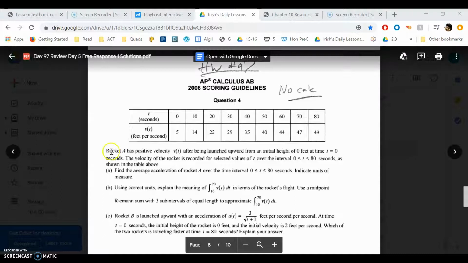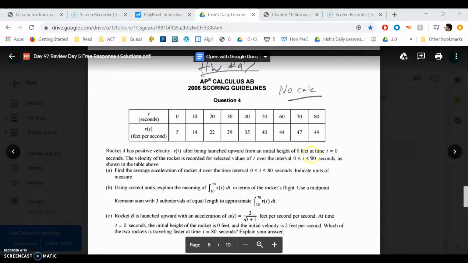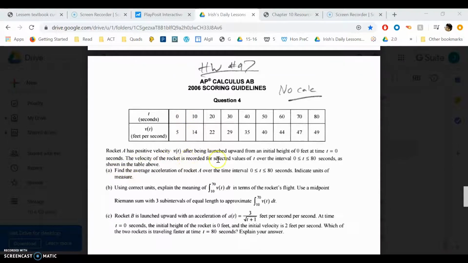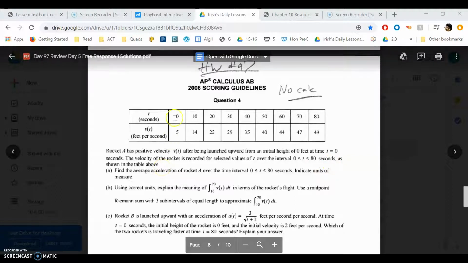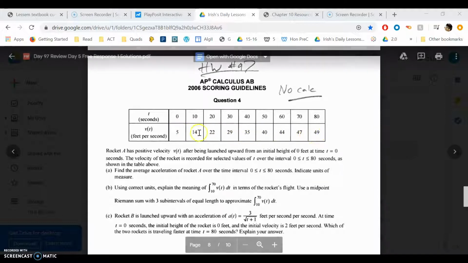All right, cool. So first we read it. Rocket A has positive velocity after being launched upward at initial height of 0. So it's a rocket, just going up, okay? At time t equals 0. The velocity of the rocket is recorded in selected values of t over the interval 0 is less than or equal to t is less than or equal to 80 seconds, as shown in the table above. So essentially the rocket is launched, and then at all these second intervals, we figure out how fast it's going. It's still going up after all these 80 seconds, so all these are positive velocity. The rocket's still going up this entire time.